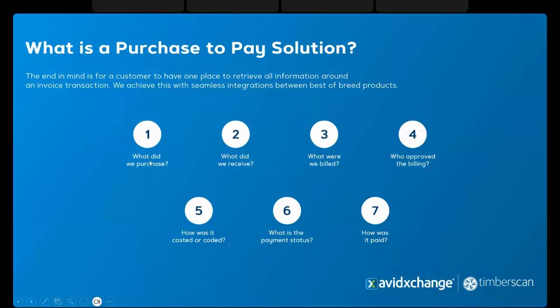So if we created a purchase order, for example, and then we had a receiver, are they in play here? Do they need to be considered? Third is what were we billed? Who approved the billing? How is it costed or coded? So we're going to talk about looking at the invoice, looking at who the approvers were, how they coded the invoice, and then once the coding is done, when we're ready to actually pay that invoice, what is the payment status? Has it been paid? Has it not? And then if we did, how was it paid? So we're going to cover all 7 of these items today as we go through the application.